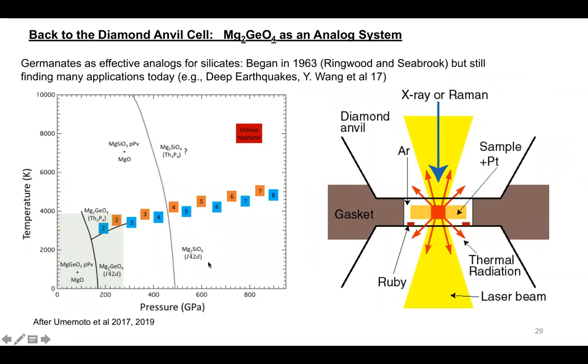So one approach is to use germanates. So this is really long-standing. I actually really like the fact that we're going back to something that was done back in 1963. Ringwood, because he didn't have the technical capability to go to very high pressures, used germanates as analogs for silicates, because germanium is right below silicon in the periodic table and has a larger ionic radius. It's a good analog. And in the 60 years since this time, there are still many applications for these germanates. Yanbin Wang, for instance, is using them to understand deep earthquakes in the Earth, and others as well.